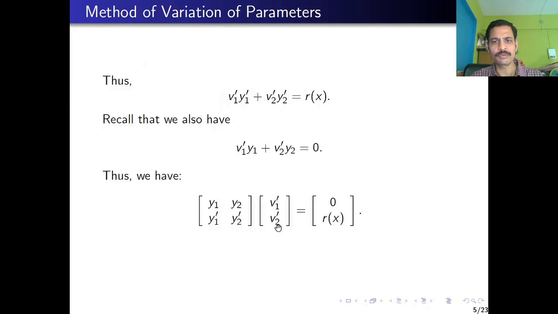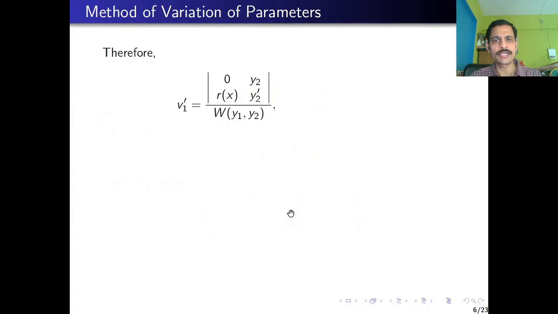Similarly, we want to compute v2 prime. That is equal to the determinant of the 2 cross 2 matrix where the second column is replaced by 0, Rx, and the first remains as it is, divided by the determinant of this matrix, which is the Wronskian. So v2 prime is equal to this matrix determinant divided by the Wronskian. So these are the derivatives.